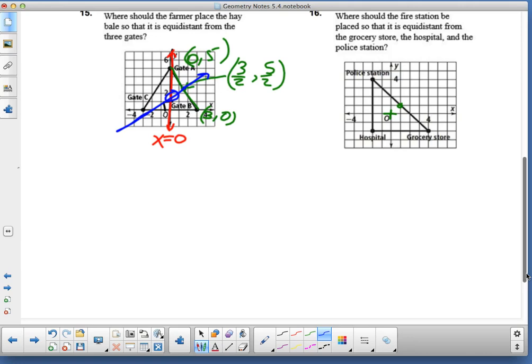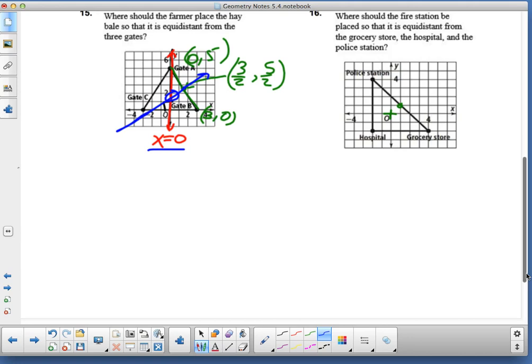Once I write the equation of that blue line, I will have an opportunity to use systems of equations, solving by substitution, to find my y, because I already know x is 0. x is equal to 0. That's the beauty of having a vertical line. I just pop that in and solve.